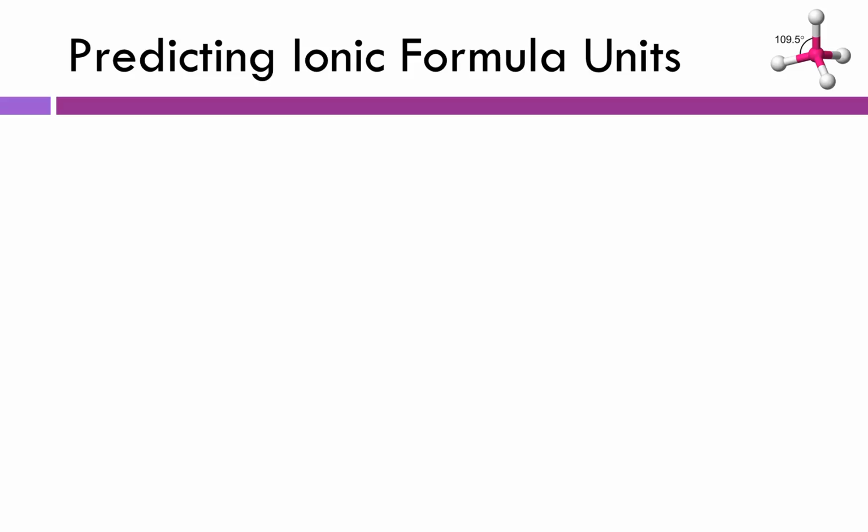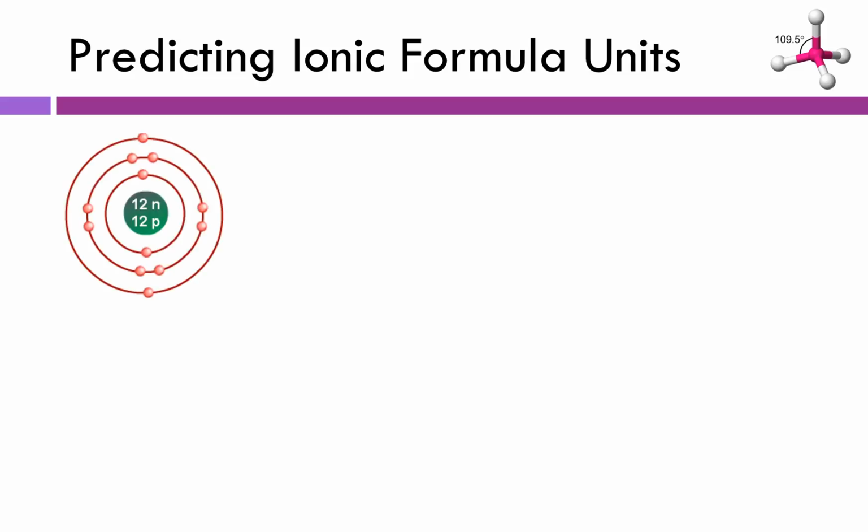Next up, I want to talk about predicting ionic formula units. Basically, by looking at the atoms present that are going to get involved with the bonding, can we figure out what that formula unit is going to be? So let's take a look at this atom to start. You can follow along in your workbook. With 12 neutrons, 12 protons, and 12 electrons.